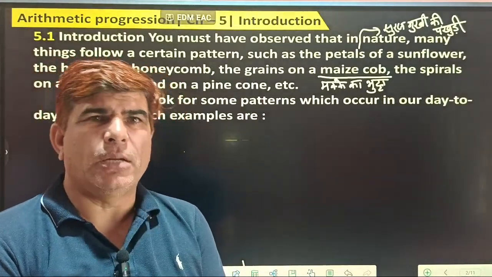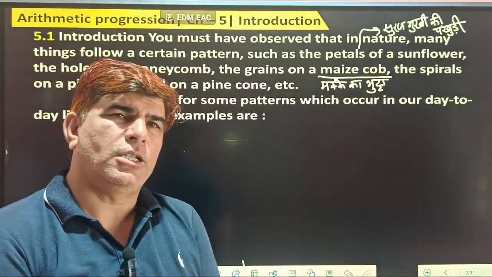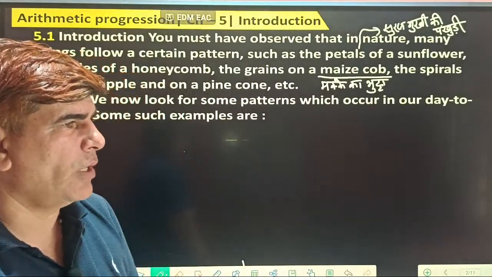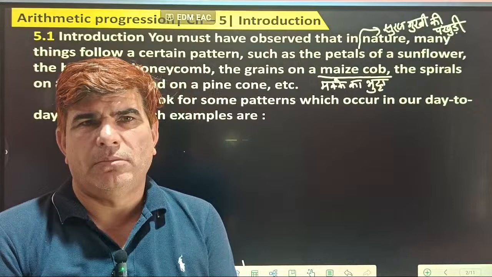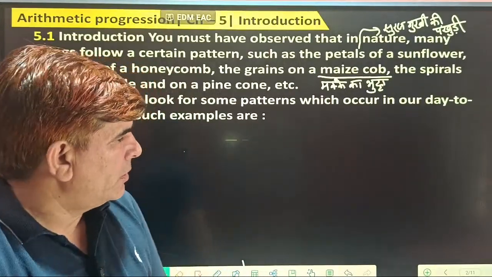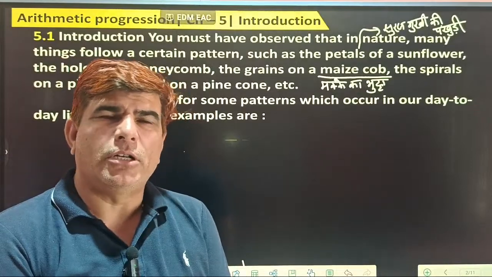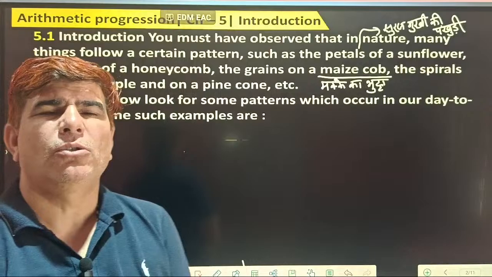One is splitting the middle term, or you can say the factorization method, and the next is the quadratic formula. With the help of the quadratic formula, you can solve every quadratic equation. But with splitting the middle term, you can solve only those quadratic equations satisfying b square minus 4ac greater than or equal to 0.